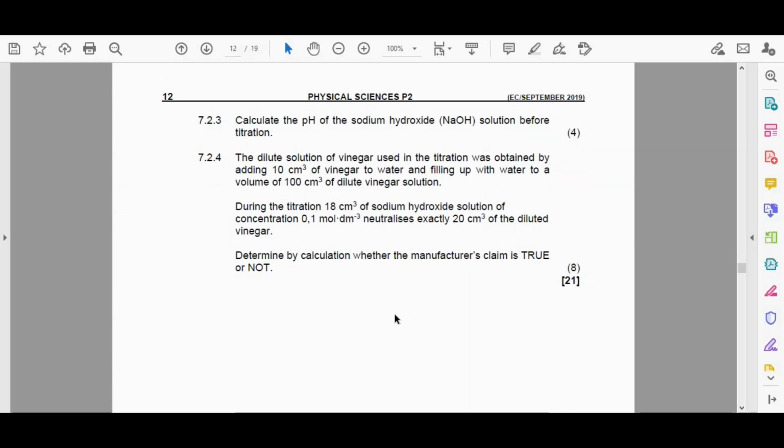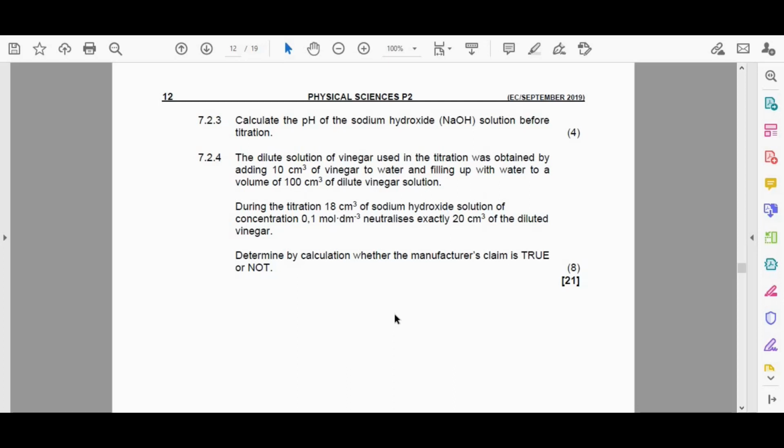And now 7.2.4, the bit of stoichiometry here. It says that the solution of vinegar used in the titration was obtained by adding 10 centimeters cube of vinegar to water and filling up with water to a volume of 100 cubic centimeters of dilute vinegar solution. During the titration, 18 centimeters cubed of sodium hydroxide solution of concentration 0.1 mole per decimeter cube neutralizes exactly 20 cubic centimeters of diluted vinegar. Determine by calculation whether the manufacturer's claim is true or not.